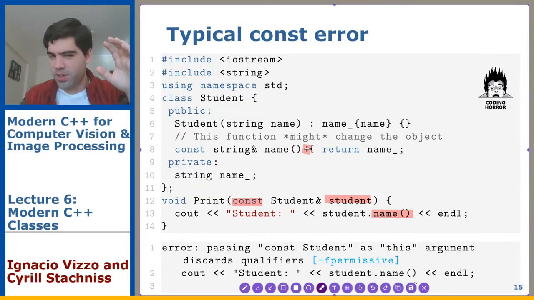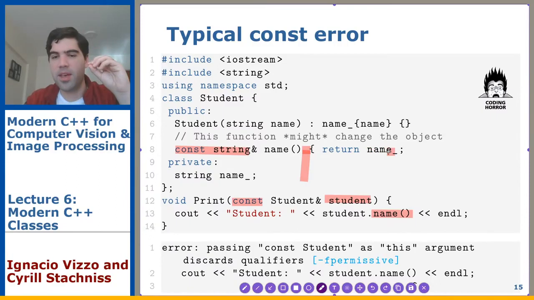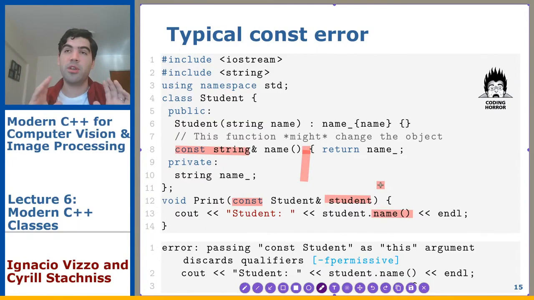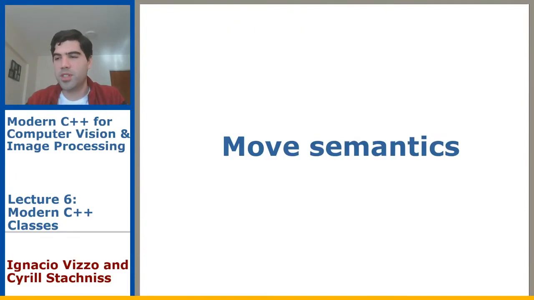So this const here is part of the type. So this is a const reference to a string. This is not part of the const correctness, but here you're missing this. Even when you're not changing this name data member, the compiler cannot guarantee you that you will not change it. So it will stop the compilation and say, this name function is dangerous. It might be changing something that you declare const, because here you say this is a const reference to a student. So this is a really typical error when using classes.